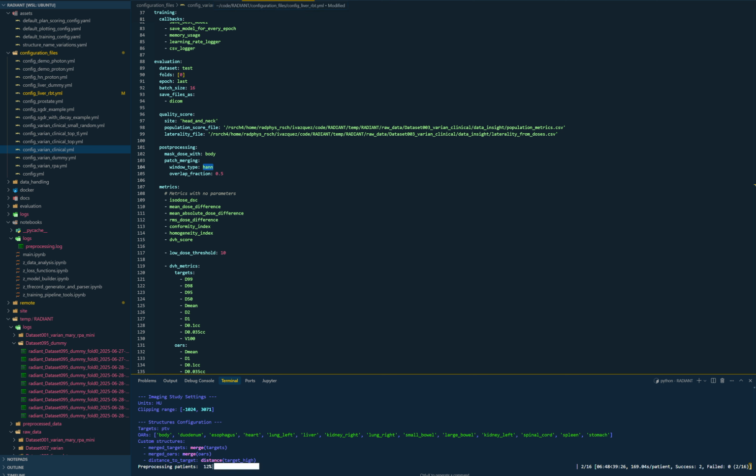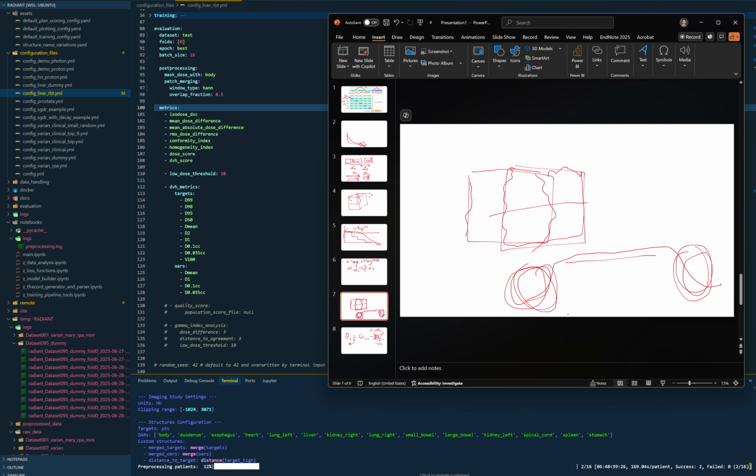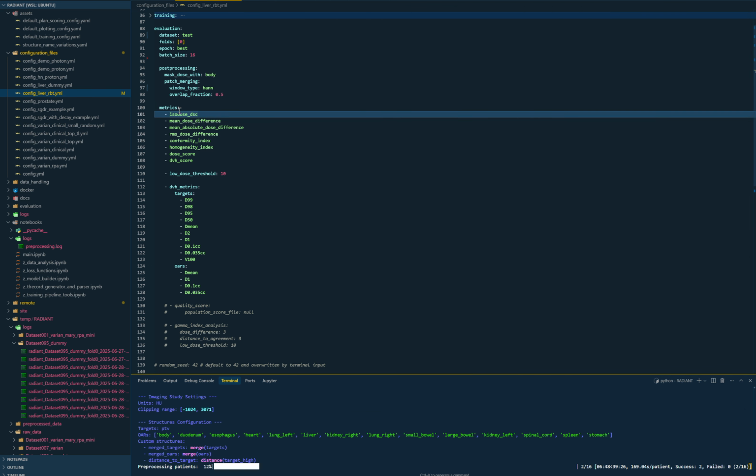And then if we go back over here, the overlap fraction, this is for the patches: what fraction of one patch should be overlapped by another patch. The patches are all the same, so we're saying 50%. So there is like half and half. Then the metrics that we actually want to compute.